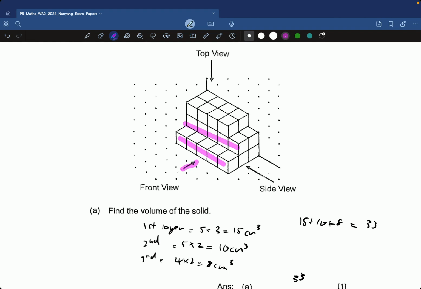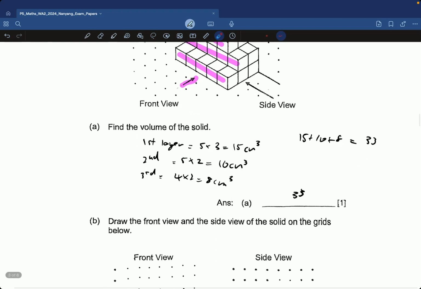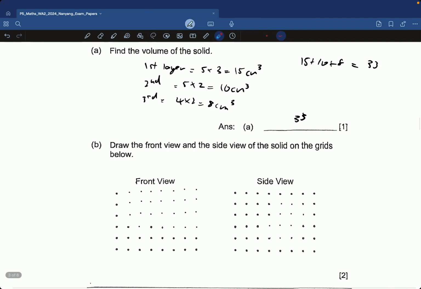We have this as well, and then we also have this. Okay, so if you were to count, it's basically 1, 2, 3, 4, 5. Then with 1, 2, 3 layers, but we have one missing. So you can see that it will look something like this, like this. Okay, so it's 5 by 3 with one missing on the right. Okay, so that's how we're gonna draw the front view.